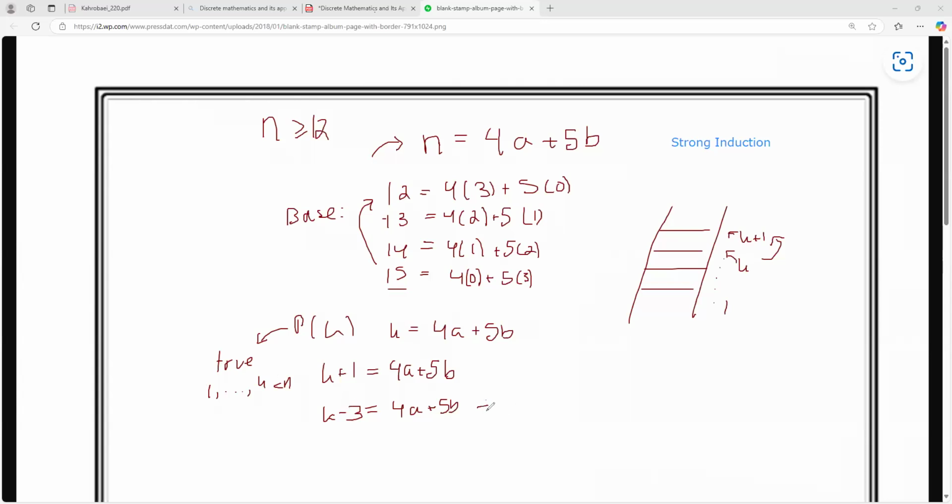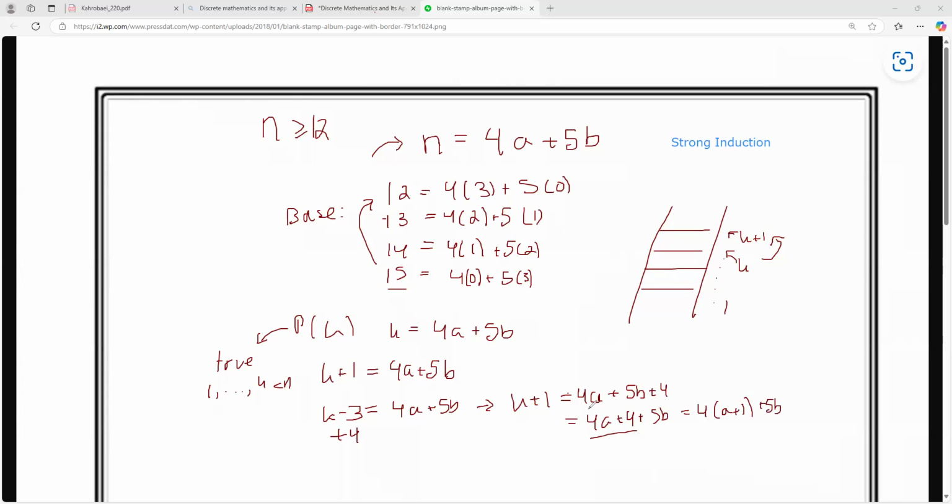Well, I could add 4 on both sides. If I add 4 to k minus 3, I get k plus 1 is equal to 4a plus 5b plus 4. Okay. I can bring the 4s together. This is 4a plus 4 plus 5b. If I factor out a 4 from these, I get 4 times a plus 1 plus 5b.